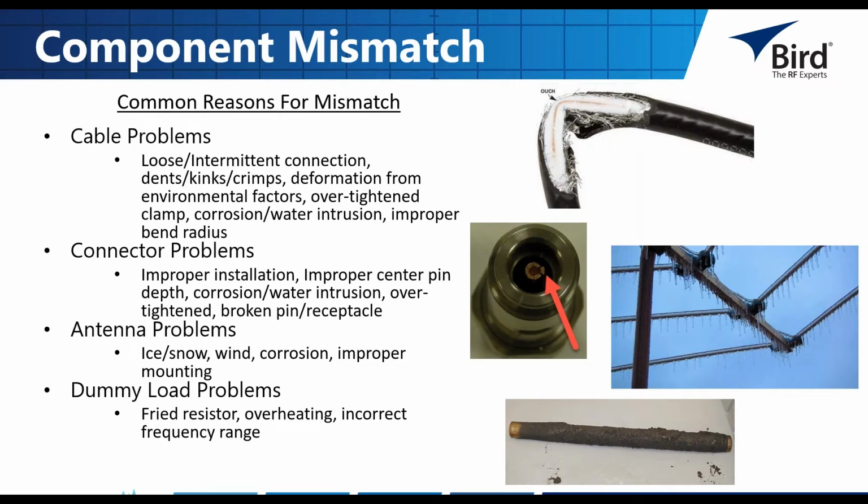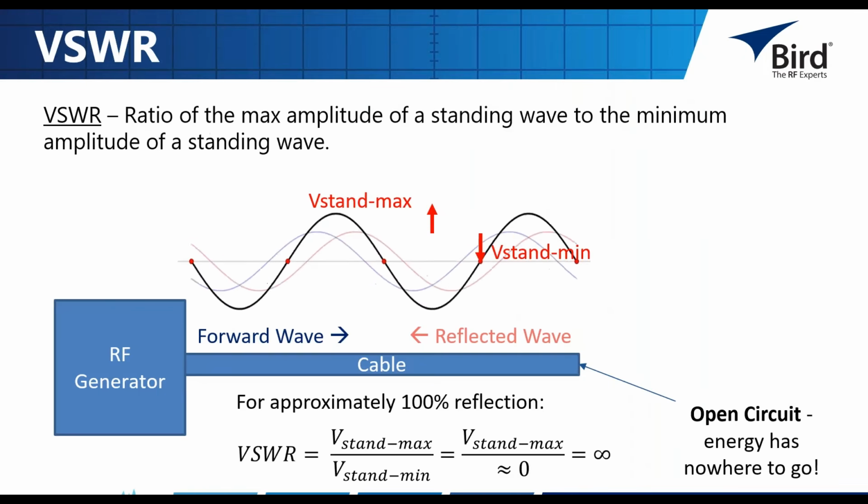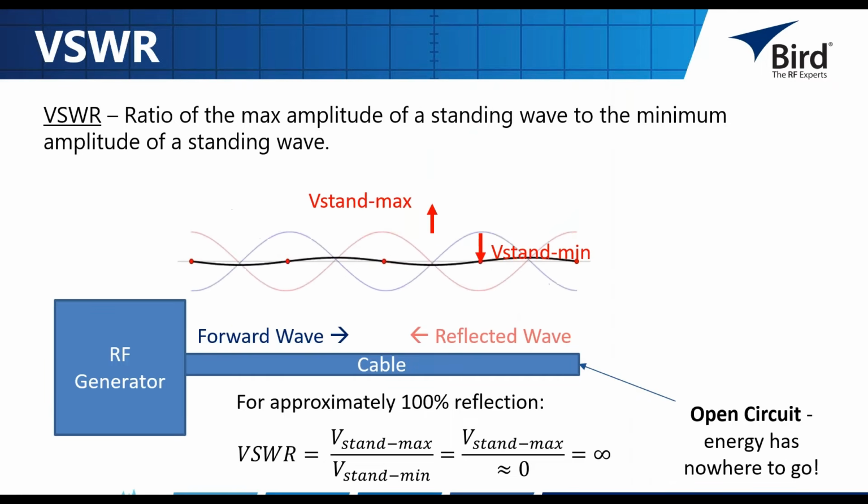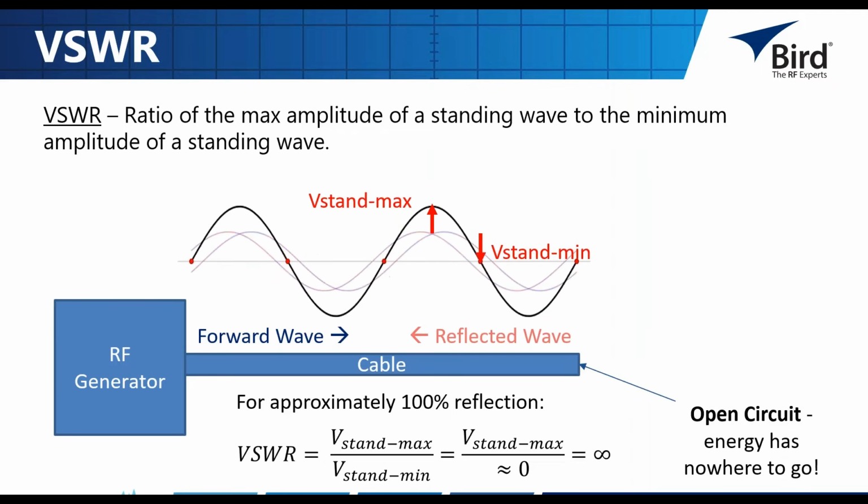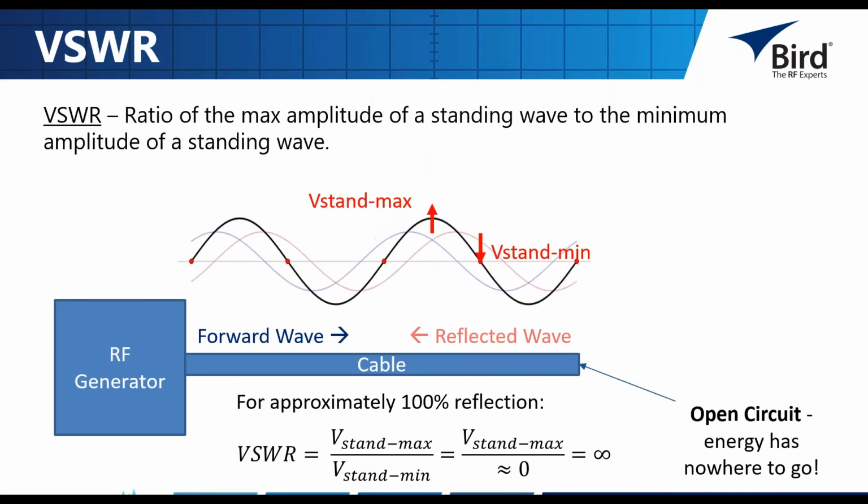Now, the way we typically quantify these amounts of mismatch is using the quantities of VSWR and return loss. So this is what you'll commonly hear. So let's start by taking a look at VSWR. Now, VSWR is the ratio of the max amplitude of a standing wave to the minimum amplitude.